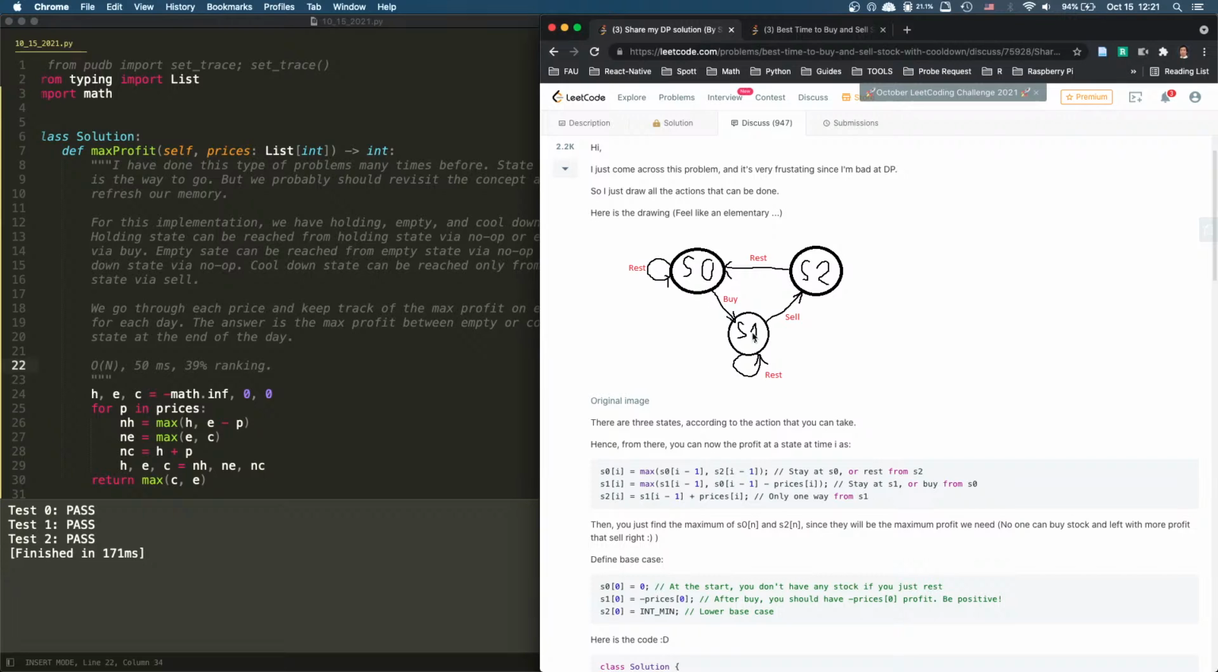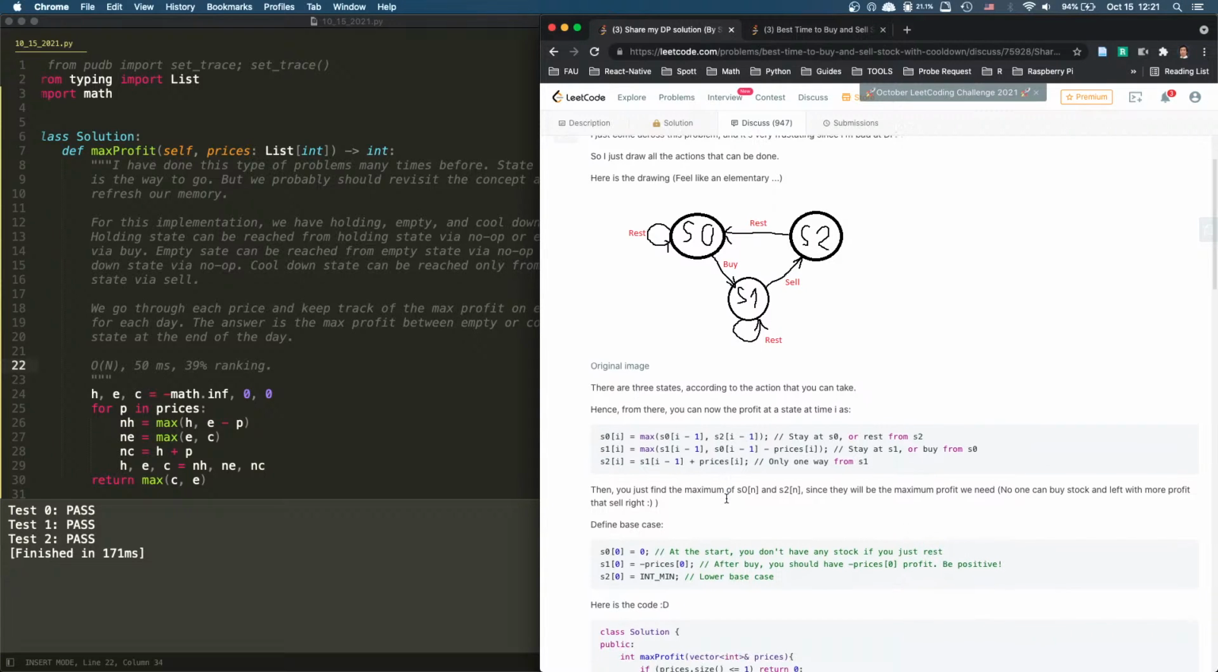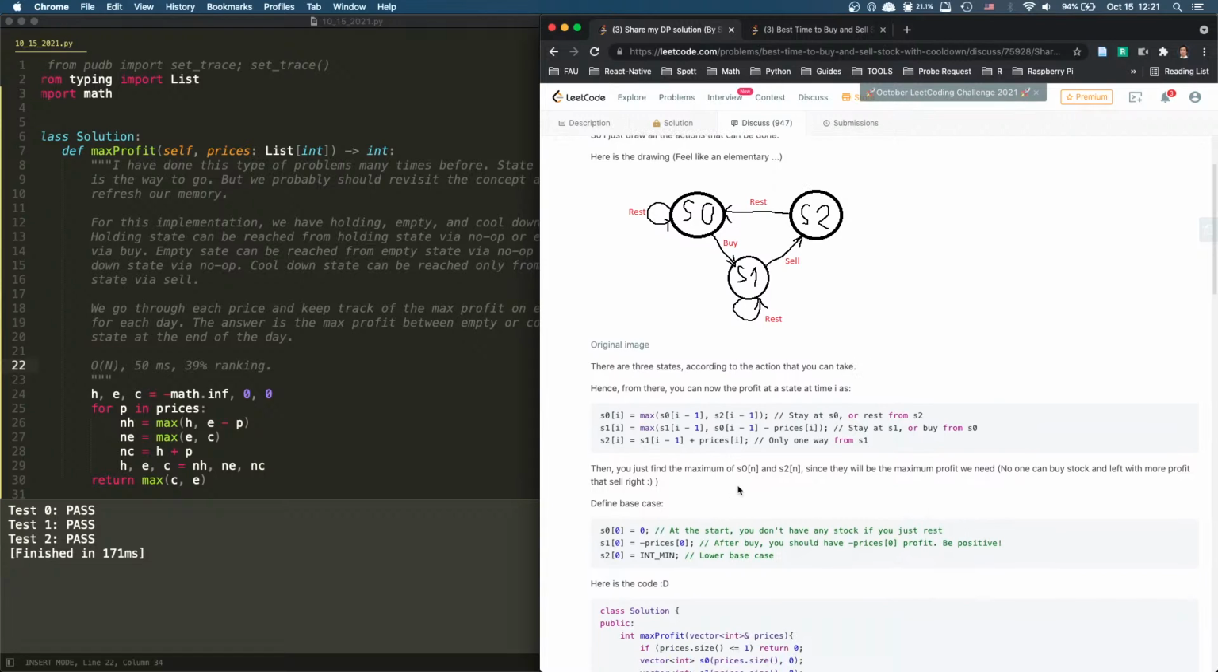For S1, we can rest or buy. It's going to be this minus the price, right? So this one is the holding state, this one minus the price. Or for S2, there's only one way from, we do sell, which is this plus the price. And we take the maximum of these two states, which is the holding, cooldown, or empty state.